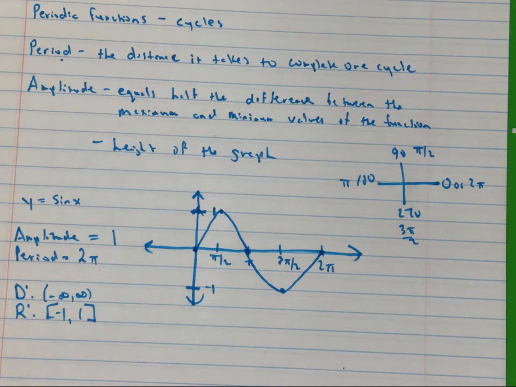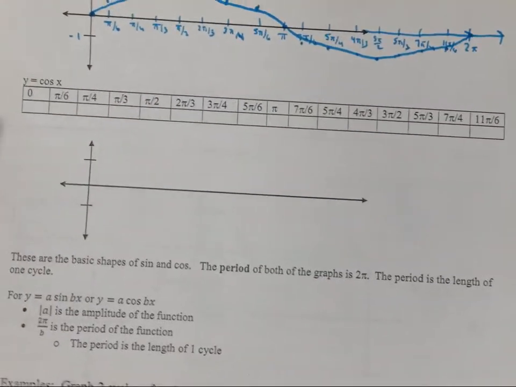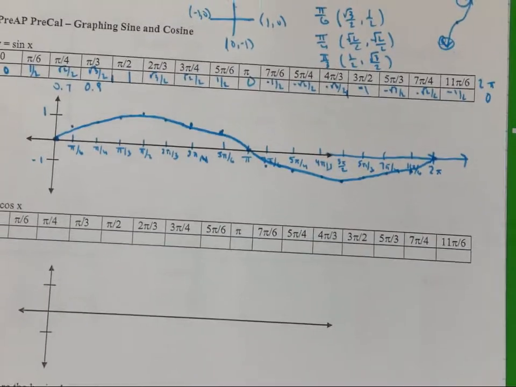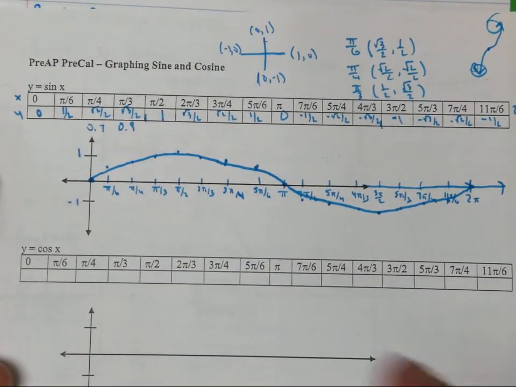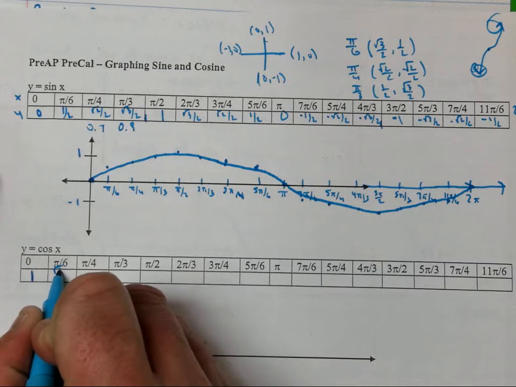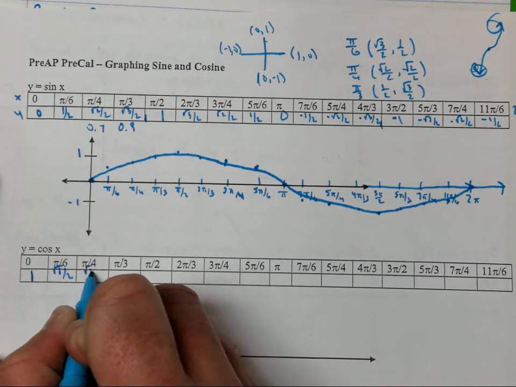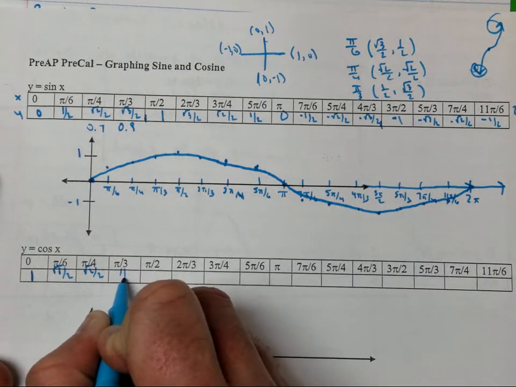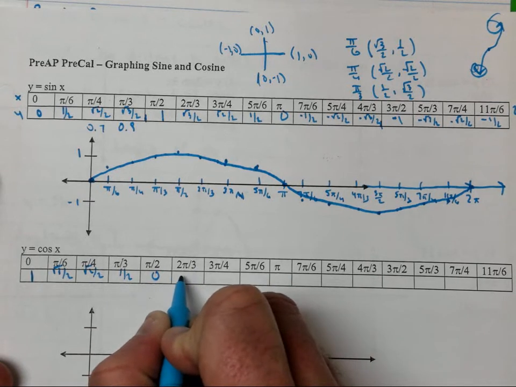Okay, let's look at the next one. Y equals cosine x. I hope everybody's got this down for sine. Let's go fill in this. Okay, if I plug 0 here, that gives me 1. Pi over 6 is square root of 3 over 2, square root of 2 over 2, 1/2, 0.